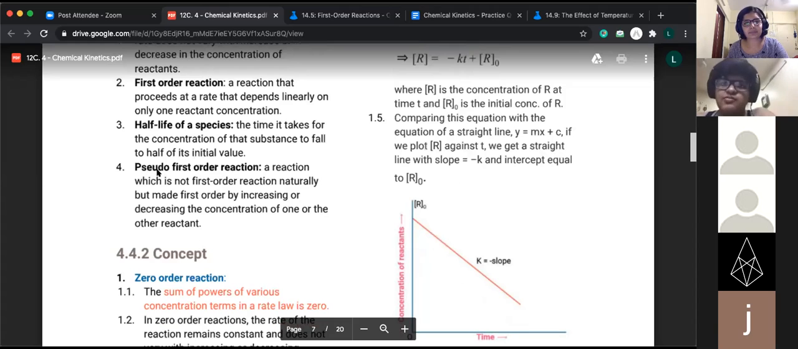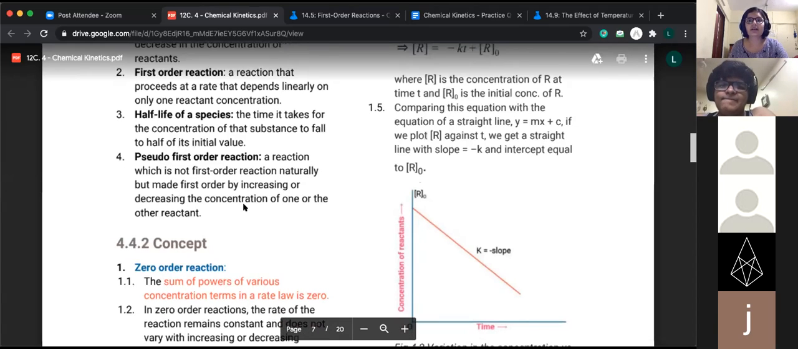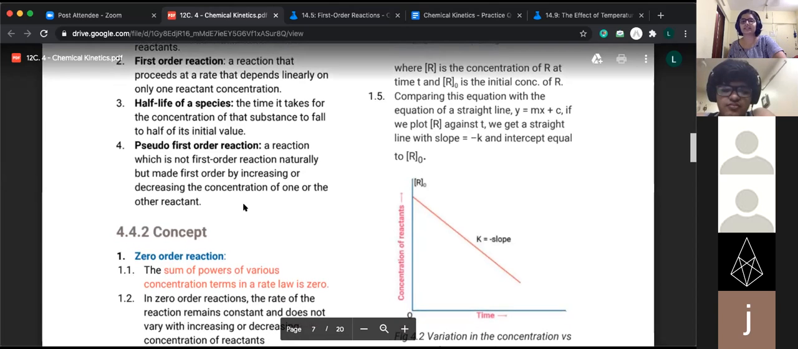Again, pseudo matlab false. So basically these are not first order reactions, but they behave like first order reactions in certain conditions. So most commonly this happens when one of the reactants is in excess. कि इतना ज़्यादा है reactant that the change in the concentration of that particular reactant doesn't really matter because there's so much of it. Anyway, so we'll get into more detail of all of these things.